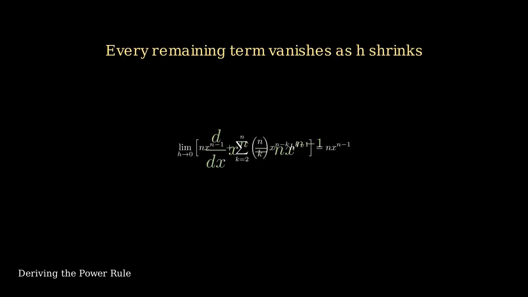Every term in that sum vanishes, because each one is a fixed number times a positive power of h. Only the first term survives, giving us derivative of x to the n equals nx to the n minus 1. That is the power rule derived once and for all.